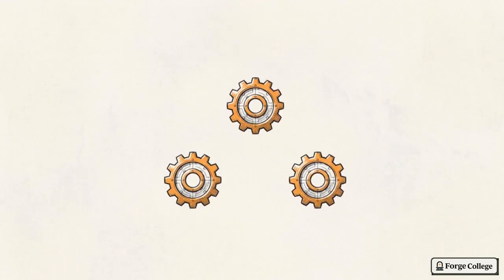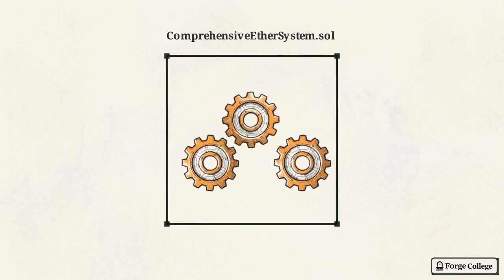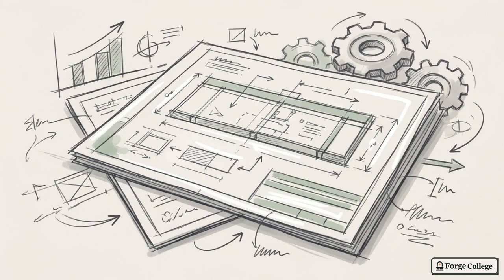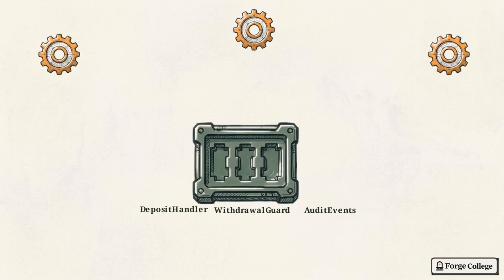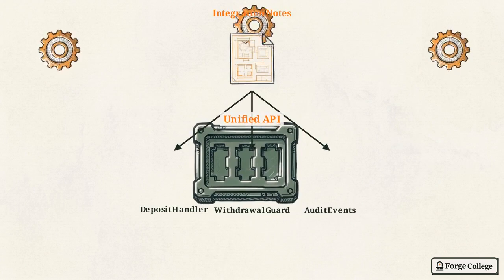Our core objective for this capstone is to synthesize these scattered pieces into one final deliverable, the comprehensive Ether transaction system. Let's get to assembling. Step 1 is creating the main contract file itself, comprehensive-ether-system.sol. We import our trusted modules into this file to cement the application programming interface, or API, exactly as we defined it in our earlier integration notes.